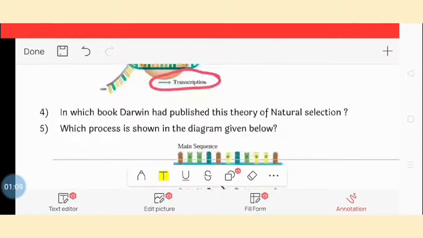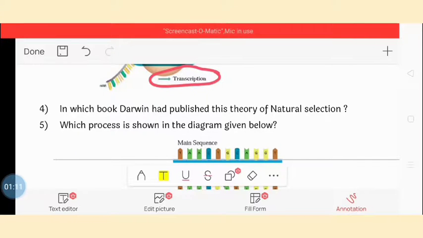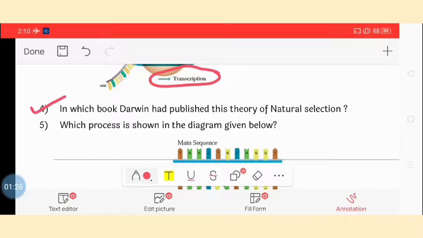Next, the fourth question is, in which book did Darwin publish his theory of natural selection? The book named Origin of Species is where Darwin published his work on natural selection. So the name of the book is Origin of Species.